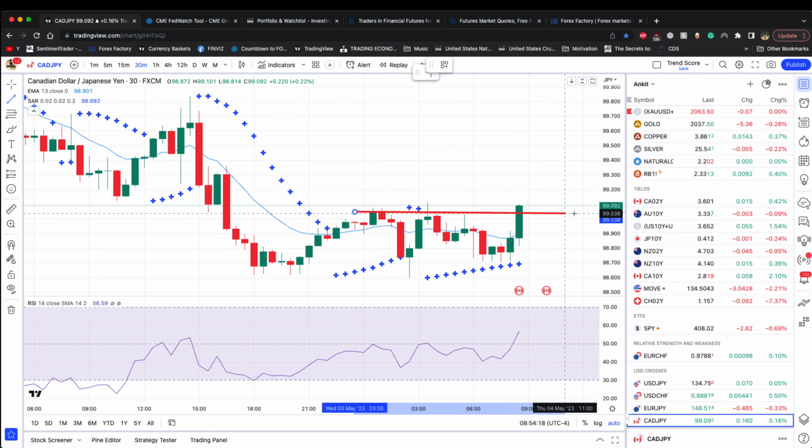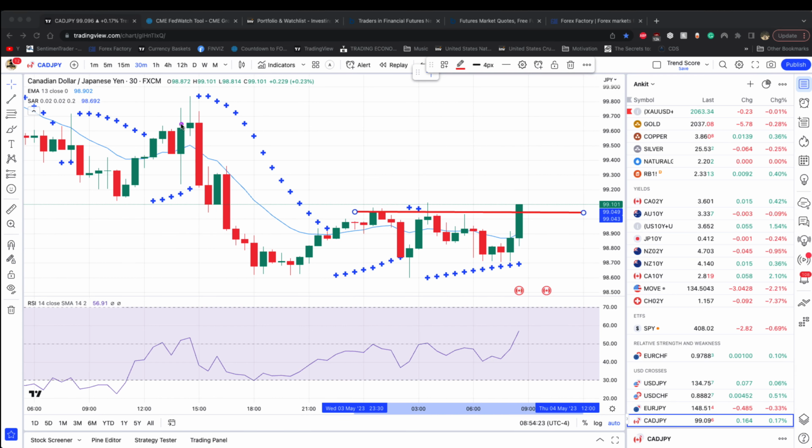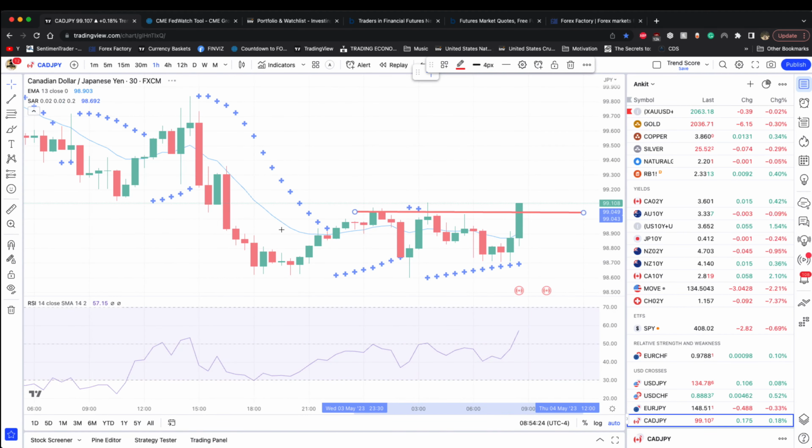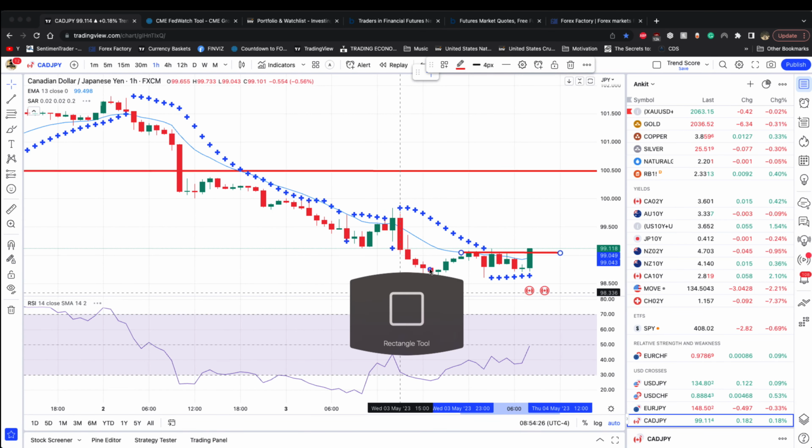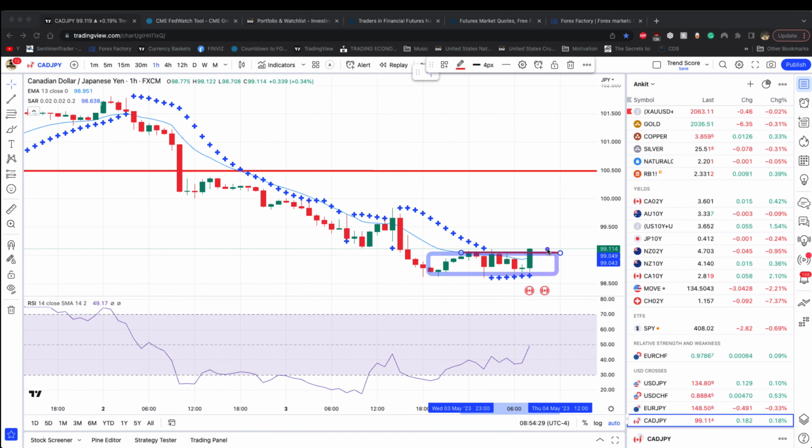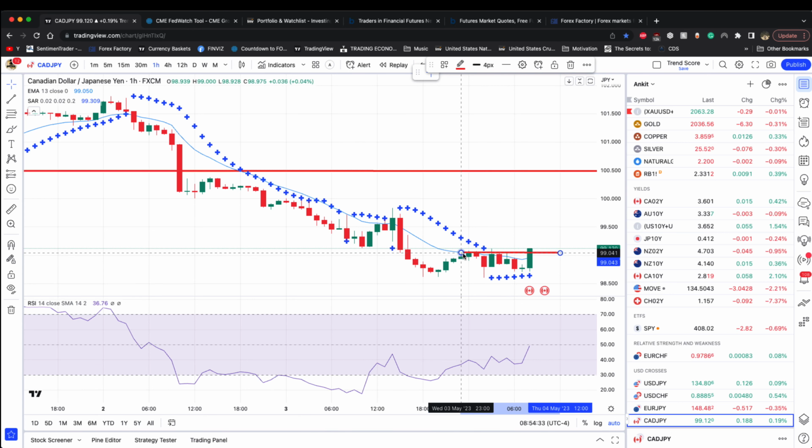So CAD yen, 99, it's getting above 99. RSI is picking up. Let's go on an hourly chart. Yeah, so you can see that it's in a low base and it starts to break out here. So I'm actually just going to do a buy stop order here, just at this point, and then put our stop right below it, which is about 98.71.